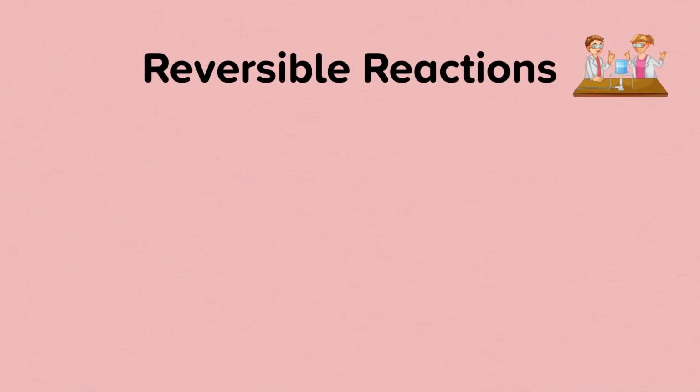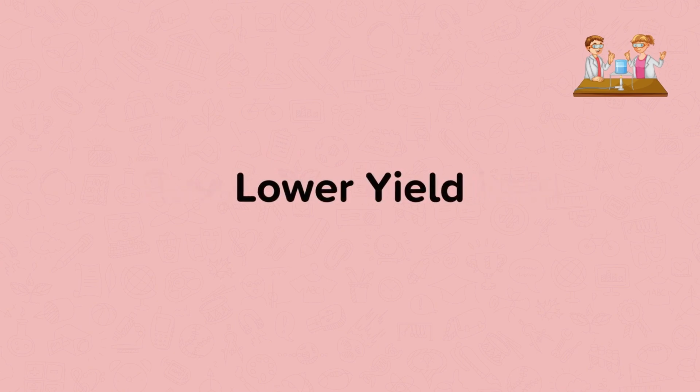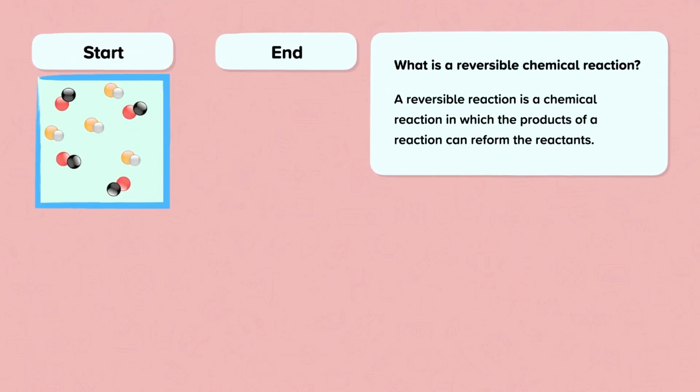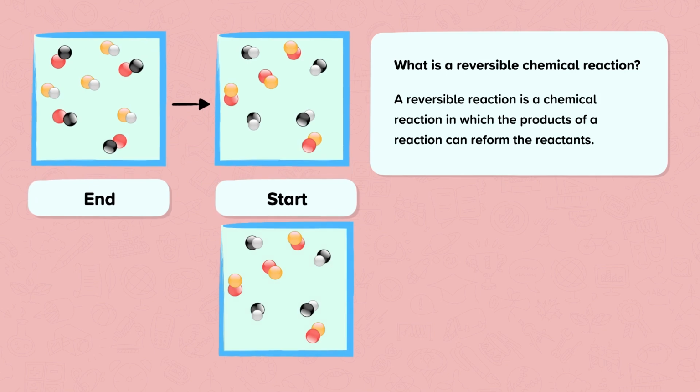A reversible reaction will lead to a lower actual yield because the reaction will not go to completion. So what is a reversible reaction? A reversible reaction is a chemical reaction in which the products of a reaction can reform the reactants.